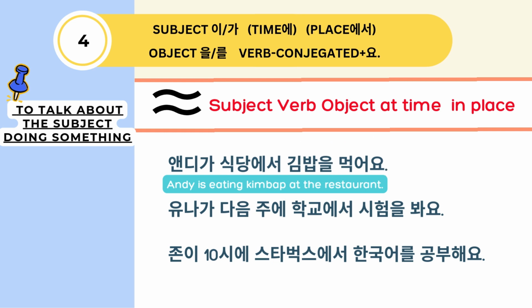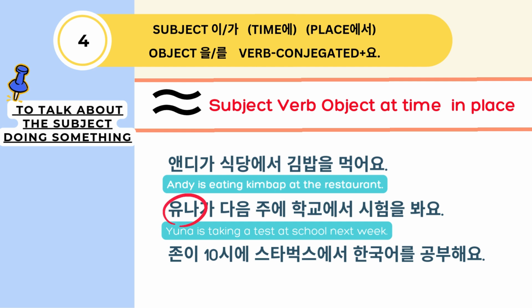유나가 다음 주에 학교에서 시험을 봐요. Yuna is taking a test at school next week. Subject, Yuna. Time, 다음 주에, next week. Location, 학교에서, at school. Object, 시험을, a test, with the object marker.